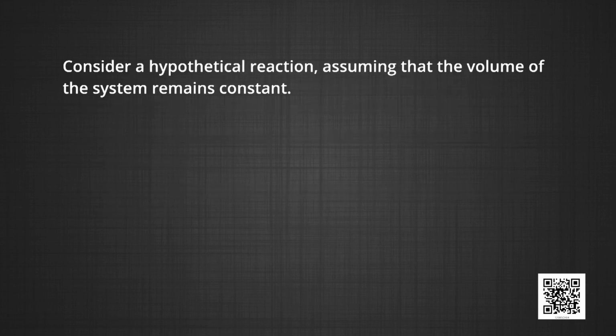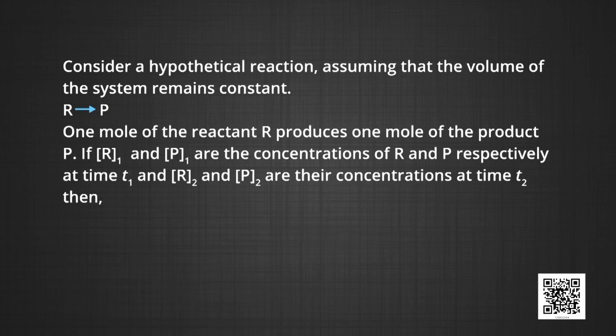Consider a hypothetical reaction, assuming that the volume of the system remains constant. R is the reactant converting into P, that is the product. 1 mole of the reactant R produces 1 mole of the product P. If [R]1, you can see R in the square brackets, that depicts the molar concentration, and [P]1, or it can be [P]i also, just to depict the initial product, are the concentration of R and P respectively at time t1, and [R]2 and [P]2 are their concentrations at time t2.